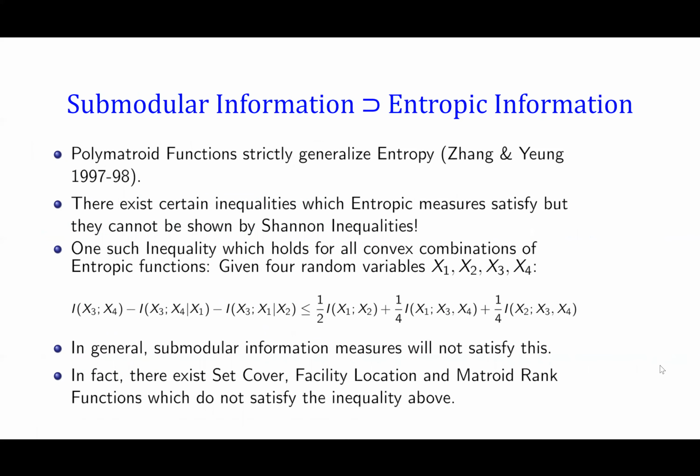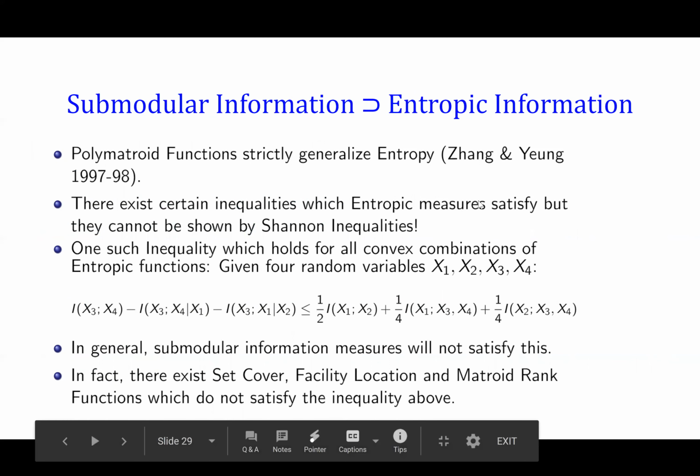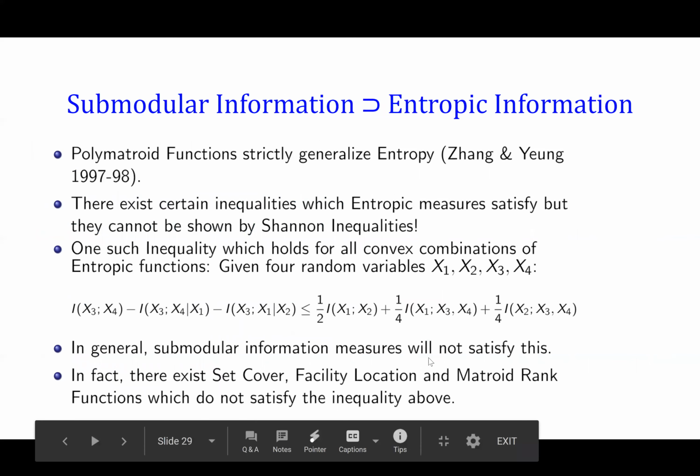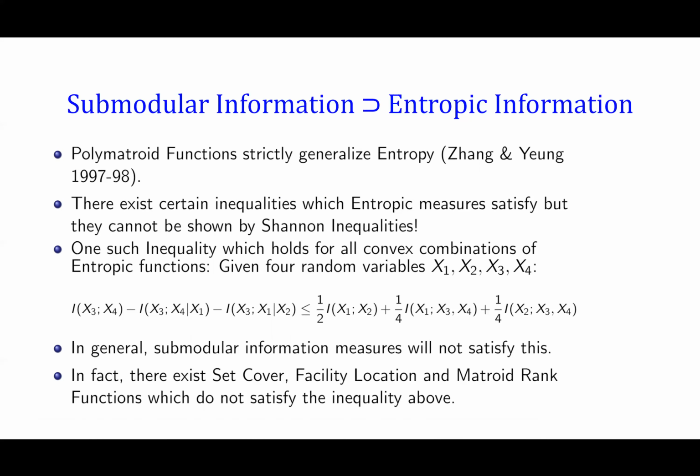So very interestingly, submodular information functions are actually a superset of the entropic class of functions. This was shown by Zhang and Yeung in 97-98, where they showed that certain inequalities only hold for the entropic quantities. If this is the entropic mutual information, then this inequality only holds for the entropic mutual information, but does not hold if you just assume the Shannon inequalities.